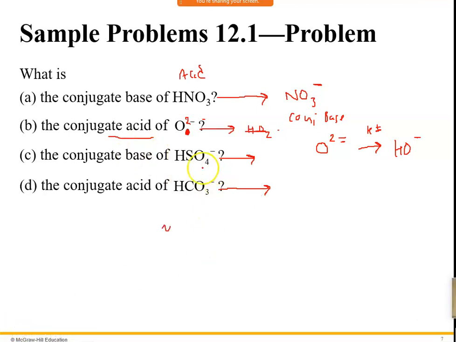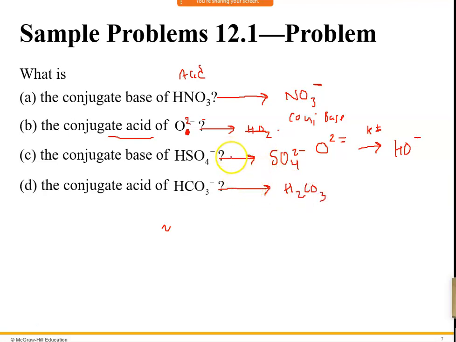Okay, so the conjugate base form of this would mean that this is acting as the acid, so it's going to donate the proton, so we're going to get SO4 with a 2 minus charge. Everybody get that? And then the conjugate acid of this would mean that I'm adding the proton to it. So it'll be H2CO3.